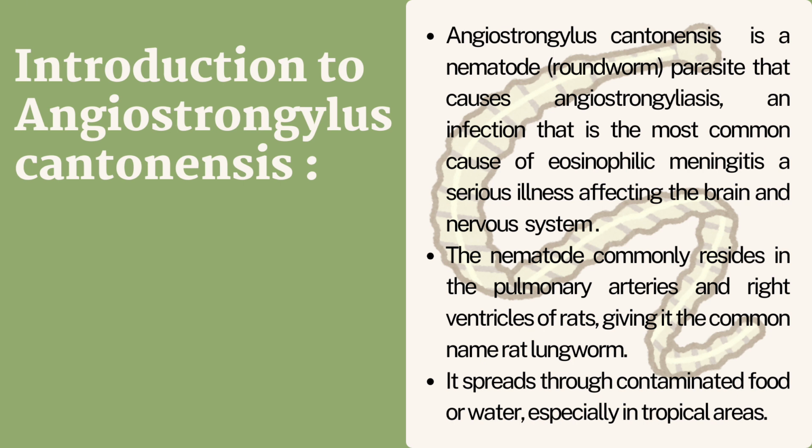And this nematode commonly resides in the pulmonary arteries and right ventricles of rats, which is why ginatawag siya og rat lungworm. And it also spreads through contaminated food or water, especially in tropical areas. So, if humans ingest it, it can cause again a serious illness called eosinophilic meningitis, which is ginaapektuhan niya ang brain and nervous system sa tao.